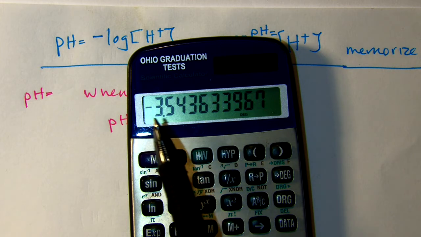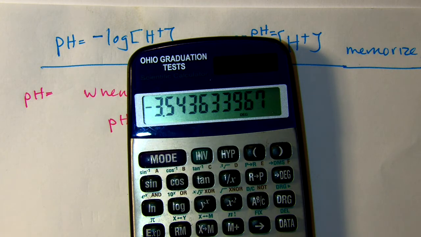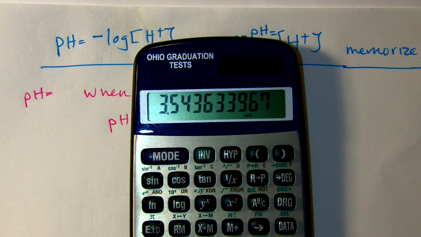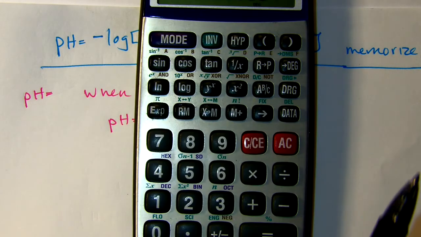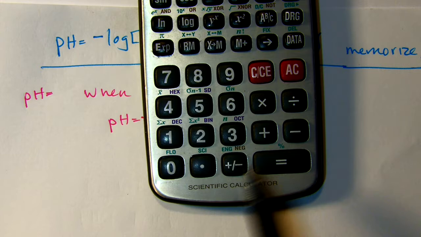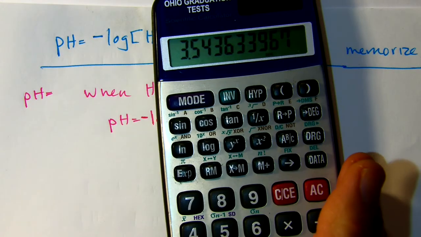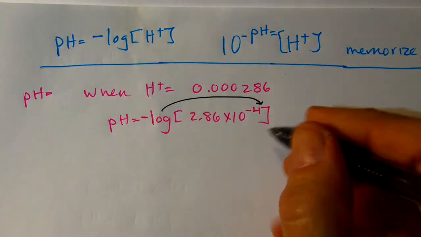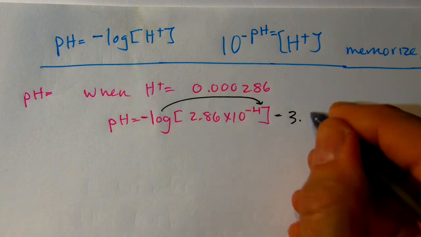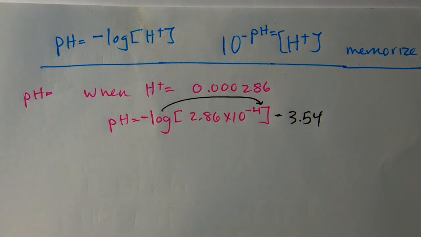Now, see what it says? 3.54. But just change the sign. That's all the negative thing does. I push this button right here, the change sign button. Sometimes it's called CHS. This pH is 3.54. We're doing another one. Here we go.